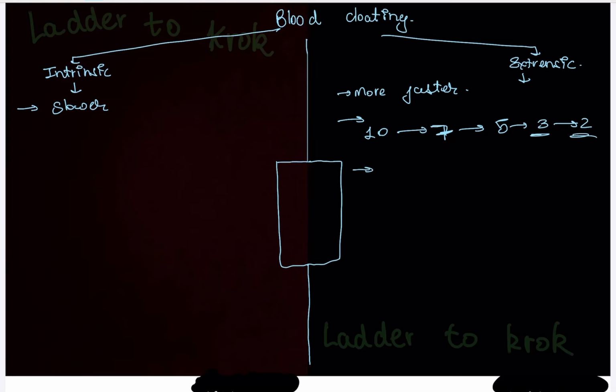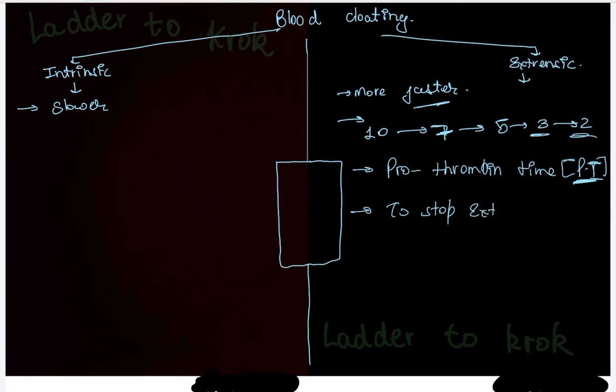In this pathway, the time taken we call prothrombin time, PT. You know PT? PT we play outside. We have to run a lot, run faster. PT, faster, more faster. If you want to stop the extrinsic pathway, we can give the treatment warfarin. W-A-R-F-A-R-I-N. Warfarin. You know what comes after W in ABCD? After W there is X.